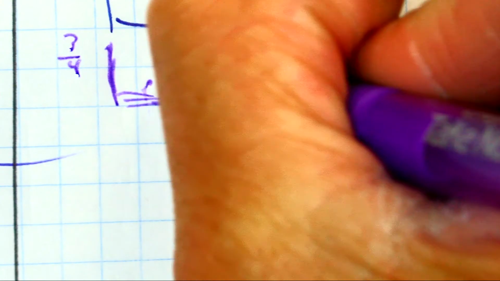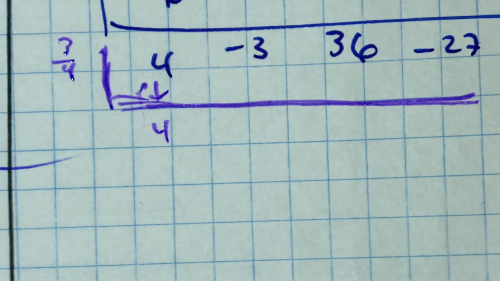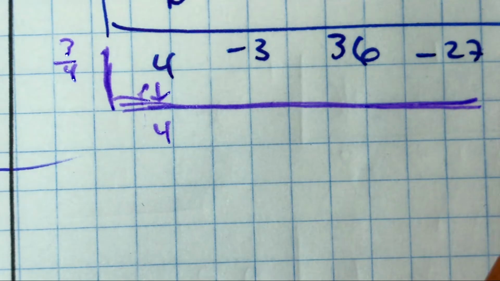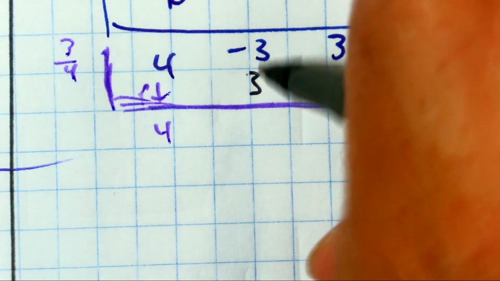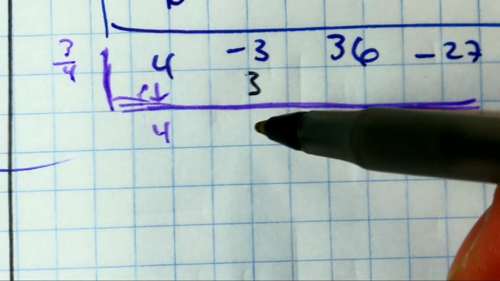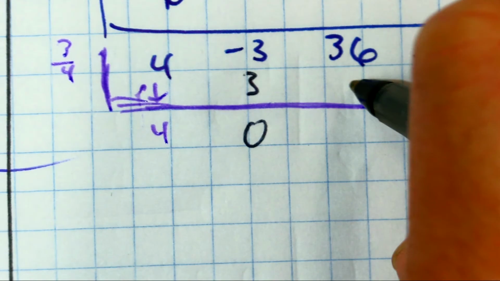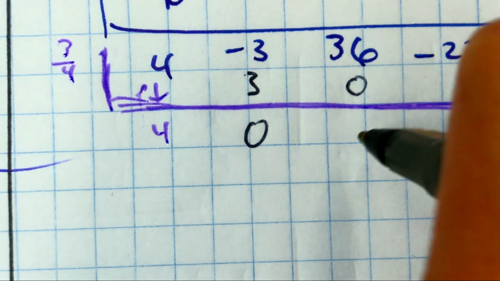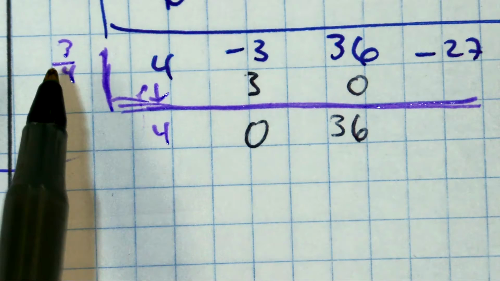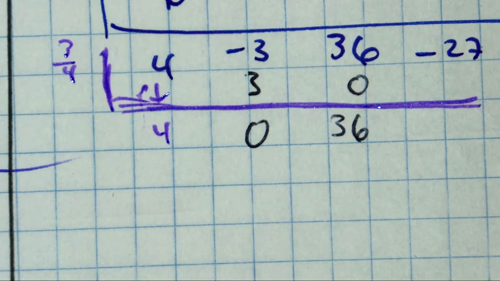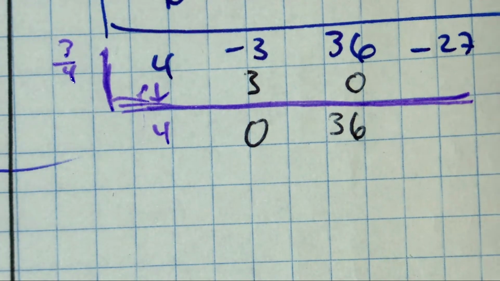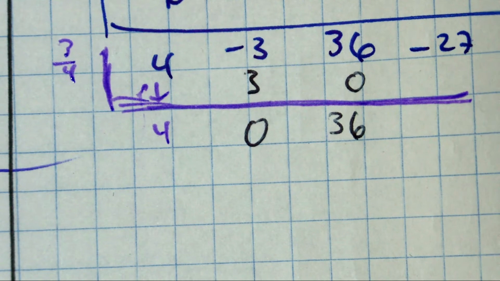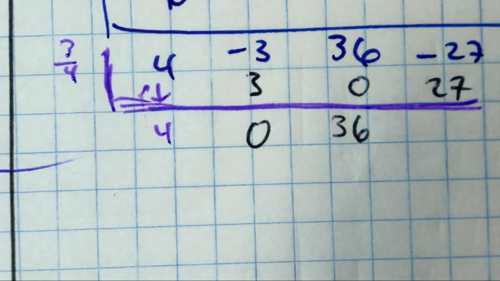Damien, 3/4 times 4. Add. Multiply. Add. 3/4 times 36 over 1. So 3 times 36 divided by 4. Or cross cancel your 4s. Add. 0.